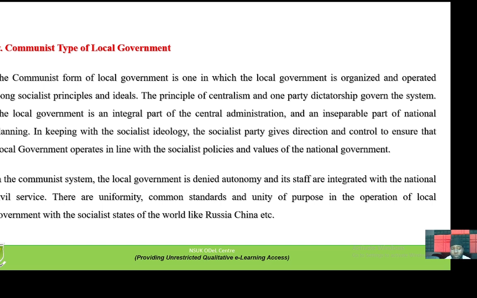The ideals and principles are more of socialist principles and ideals. Whatever will exist in the local government system is in line with the principles and ideals of socialism and the principles and ideologies of the communist manifestos. And this is what we call a communist type of local government. We all know countries that operate more like a communist type, like Russia, China, Cuba, etc., states that are more of communist and socialist ideas and ideologies.